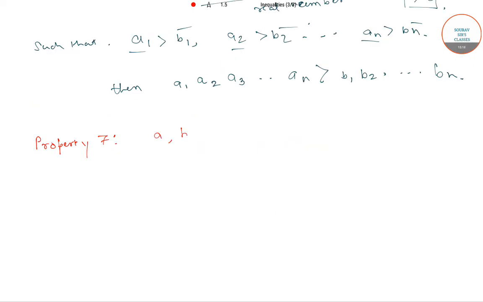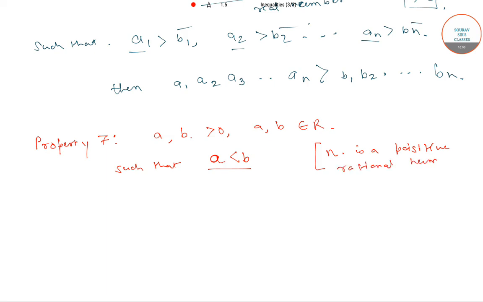So if a and b are positive real numbers, that is a and b are greater than 0, and a, b belong to R, a real number, such that a is less than b, and if n is a positive rational number, then we can say that, if a and b are two positive real numbers and n is a positive rational number, and we have a less than b, then this would imply that a raised to the power n is less than b raised to the power n.